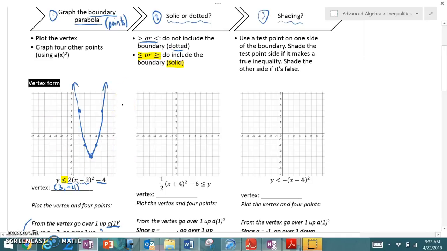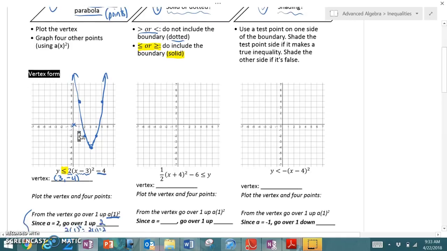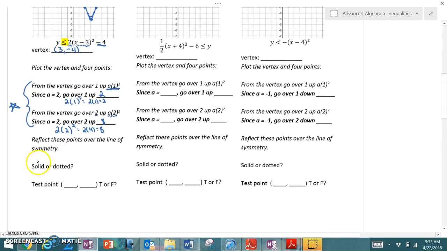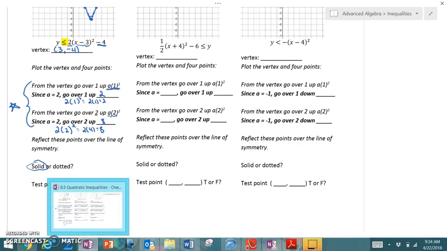Okay, and again, we get to use the test point. Again, unless the parabola goes right through the point 0, 0, 0, 0 is going to be my best test point. So I'm going to scroll to the bottom and I'll come back up. So we already said it's solid, and we can test 0, 0. Now, again, what that means is I take my inequality, which is y should be less than or equal to 2 times x minus 3 squared minus 4. And I'm going to plug in 0 for the y. And 0 for the x. And now we have to be better at algebra than we were in the other, because it's a little more complex.